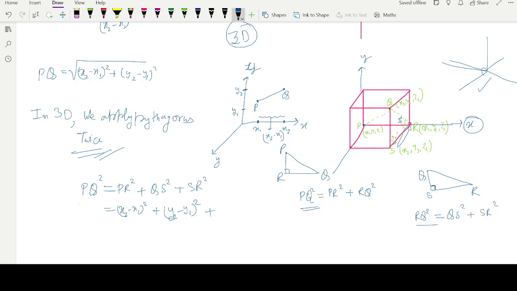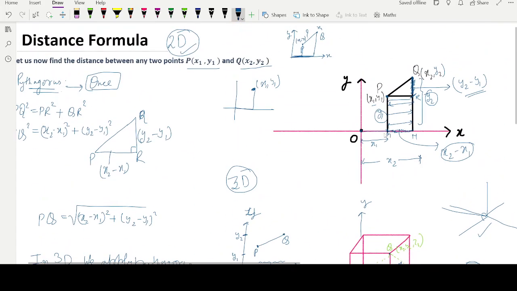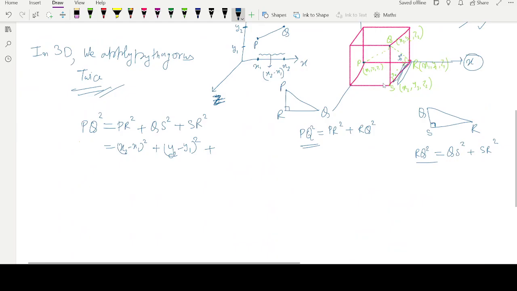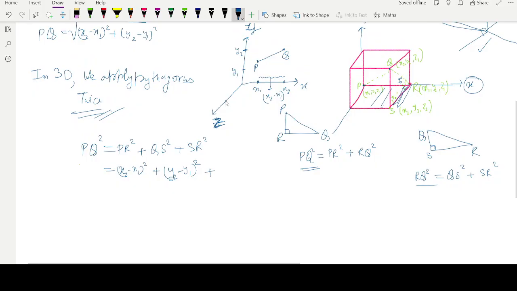Say SR, this line is parallel to the z-axis. Now only z is left, this is z. See, this is a case where all distances are the same. So if this is z, this distance, this distance, this distance, this one, this one is also. Let 2 points on z be z1 and z2. What is this? This is simple: z2 minus z1 whole square. I hope you got it.